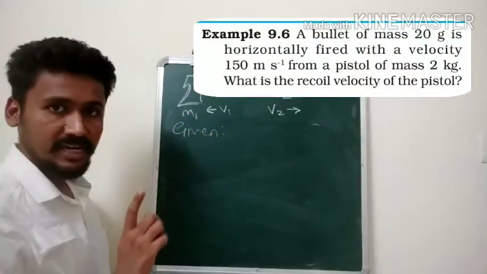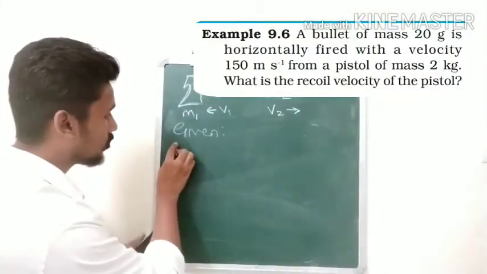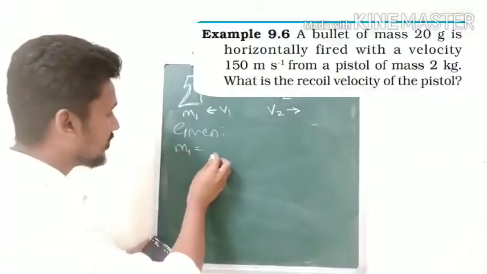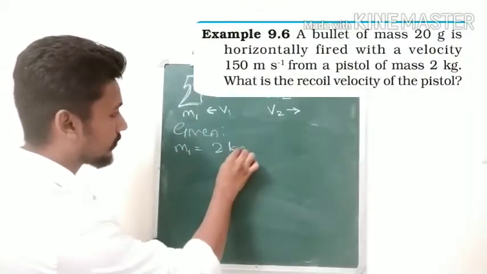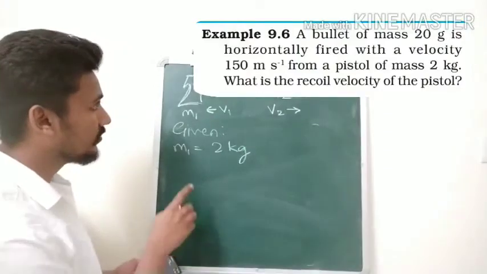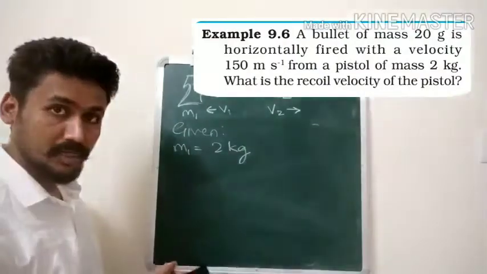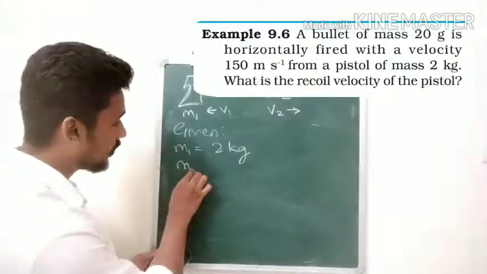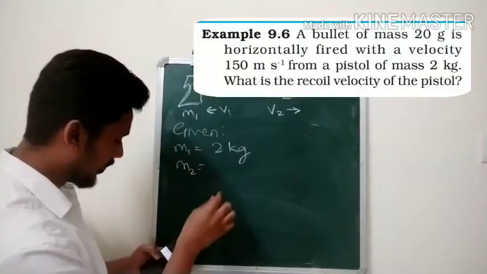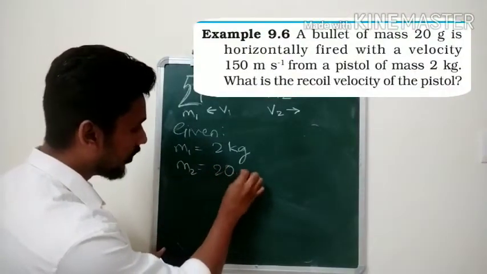So we will put m1 as mass of the pistol, right? So we will write given. So m1 is equal to 2 kg, right? Next we are given the mass of the bullet. So we will write m2. Okay, mass of the bullet m2. We are given it as 20 gram.